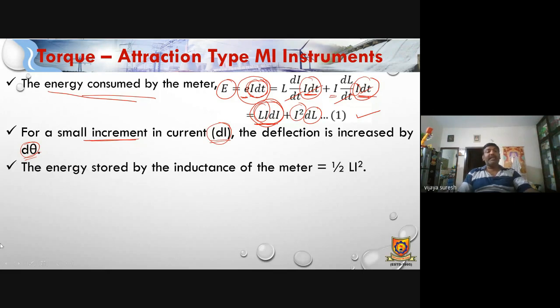Now the energy stored in the inductor of the meter. In the meter we have the coil, and the coil is nothing but the inductance. So how much energy is stored in the inductor? That is the general expression, half L I square, half into L into I square. That is the amount of energy stored in the inductance in the form of a magnetic field.